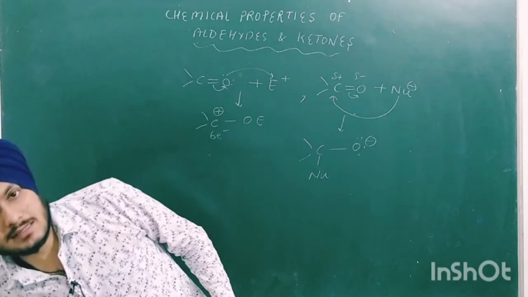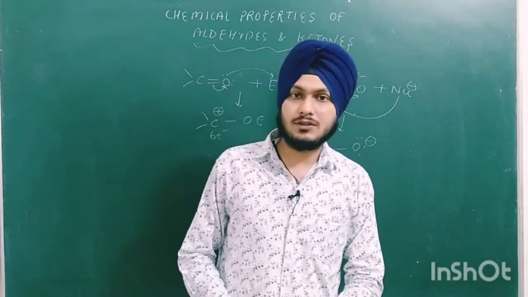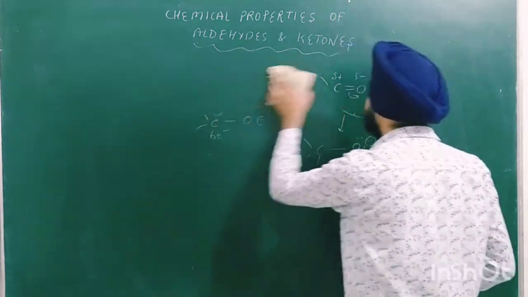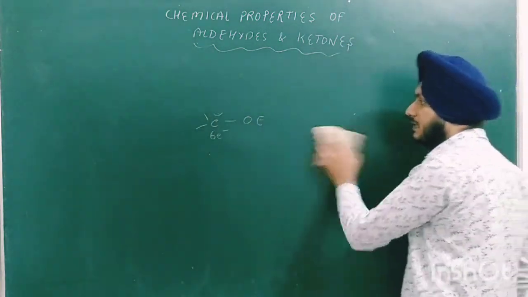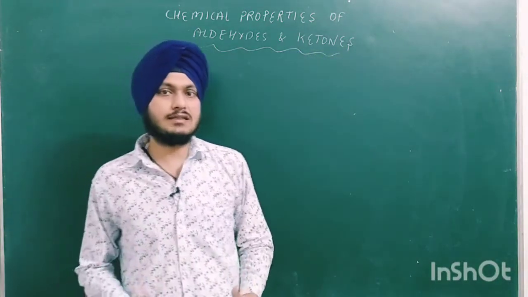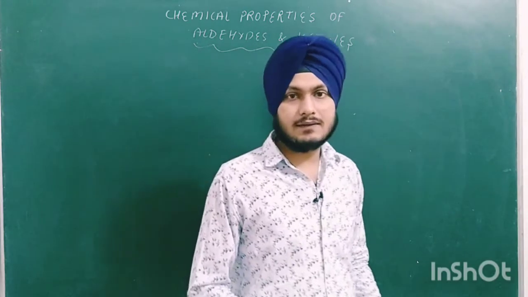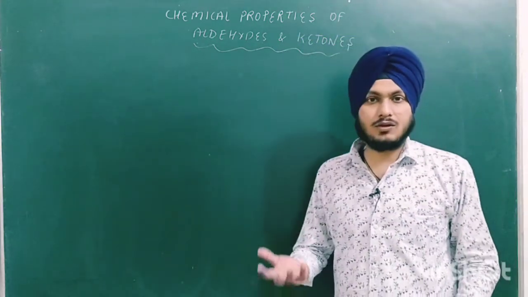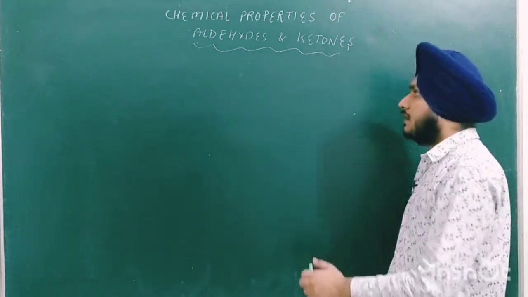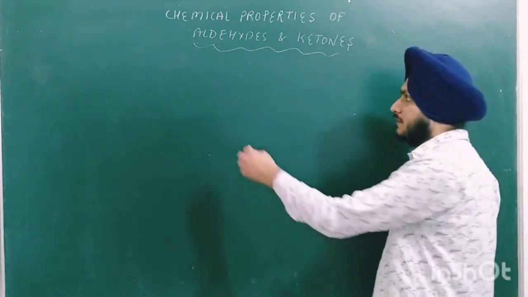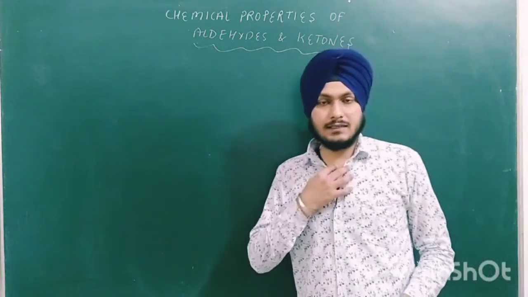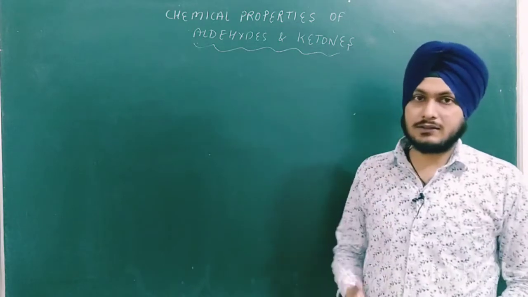Now let us discuss the types of nucleophilic addition reaction, the main examples. So the first example is the addition of water. Now what is the ease of this nucleophilic addition reaction? Whether aldehyde gives addition reaction faster, or ketone will give addition reaction faster. So let us discuss that first. There are two factors. The first factor is the inductive effect. The second factor is the steric factor.